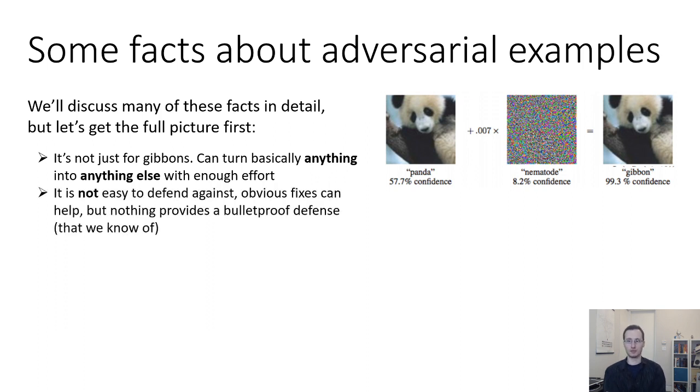It is not easy to defend against adversarial examples. There are many ways to attempt to modify your network to make them less susceptible, but as of today, as of April 2021, nothing that we know of provides a bulletproof defense to adversarial examples in all cases. So there are definitely defenses, there are definitely ways to reduce their effectiveness, but we do not know of anything that solves them completely.